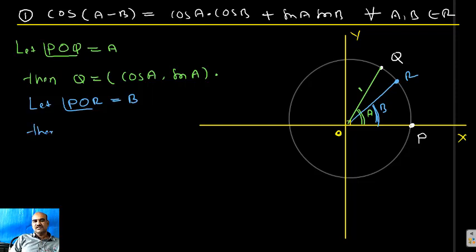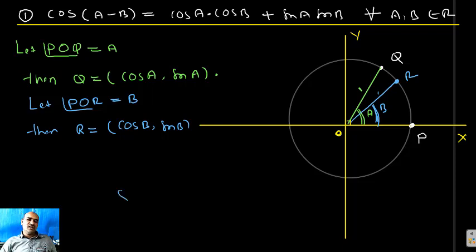So this is beta, this is B, this is the unit circle. Directly I can write the R coordinates. The R coordinates are actually r cos theta, r sin theta. Theta means B here, r means 1. Directly I can write cos B, sin B.